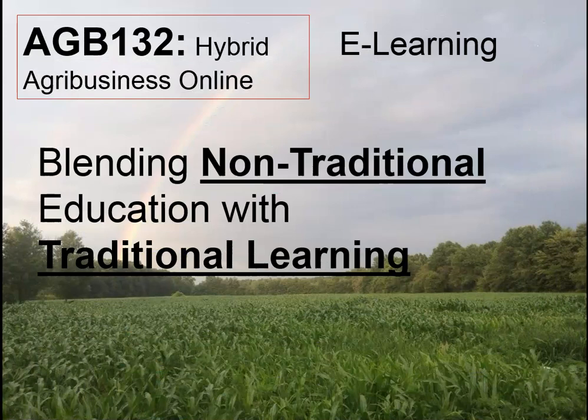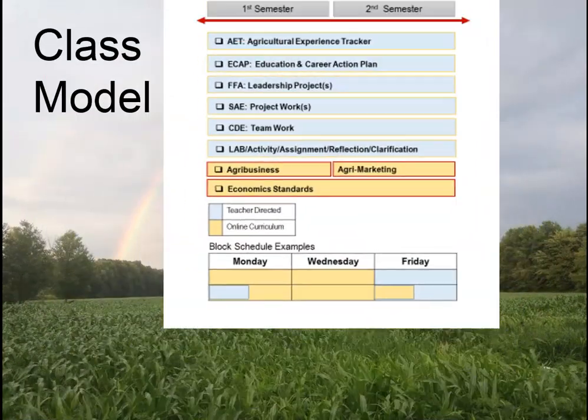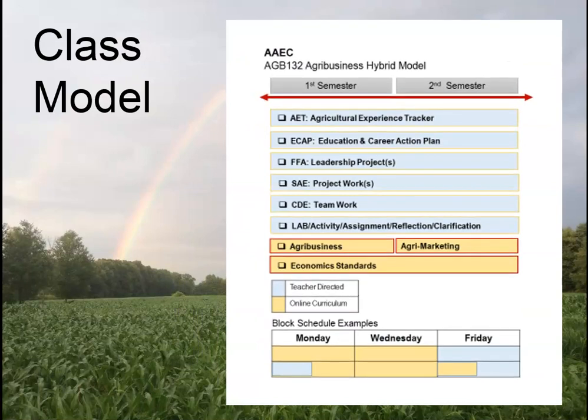Understand the AGB132 Hybrid is an agribusiness class online. It's part of the e-learning concept. It's a blending of non-traditional education with traditional learning. Well, with that being said, the class model looks like this. Of course, AGB132 is a year-long class. You can see where it's broken down to the first and second semester here.